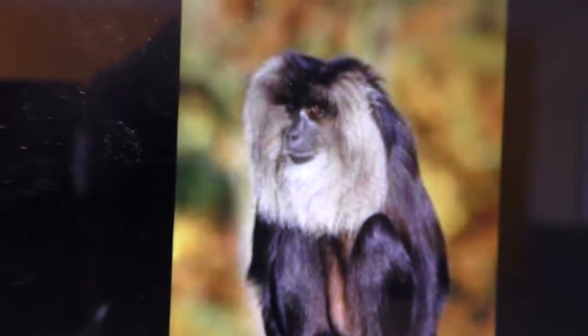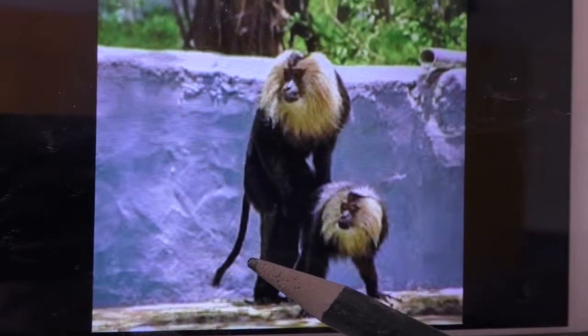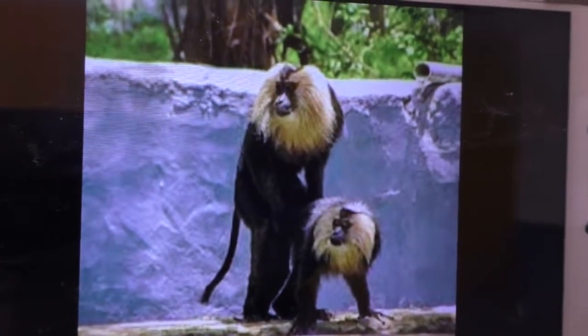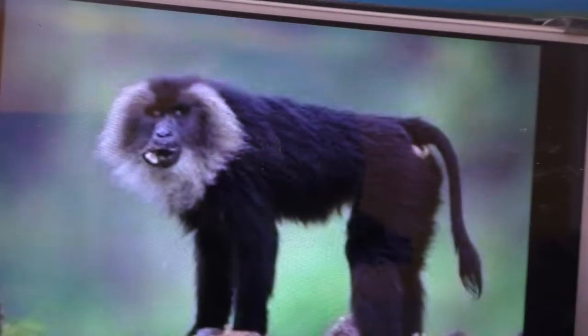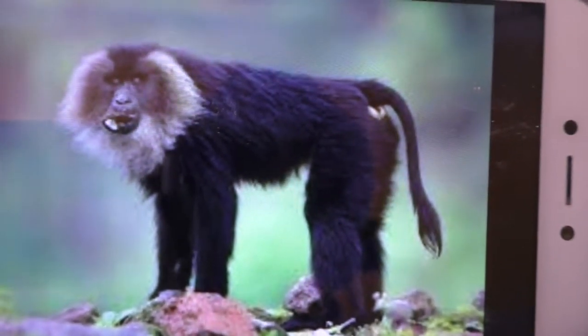The name of this animal is lion-tailed macaw. Lion-tailed macaw. See, lion-tailed. Look at its tail. And the beard extends down to the chin. See, look at its tail. Lion-tailed macaw.